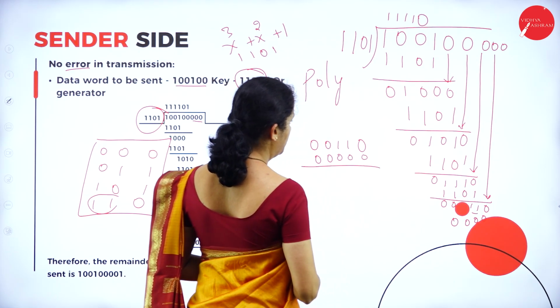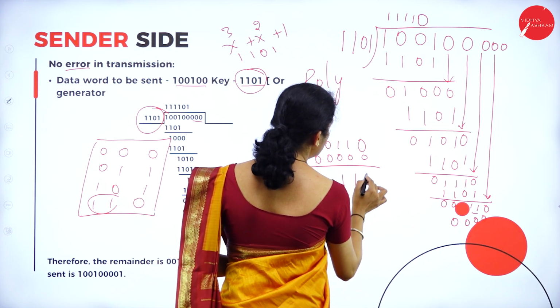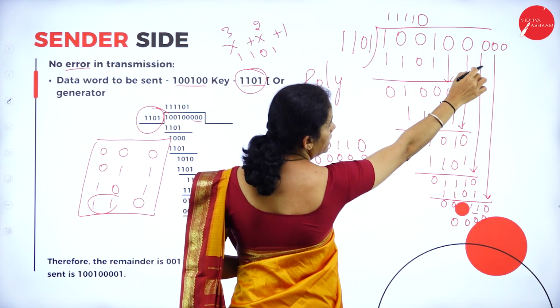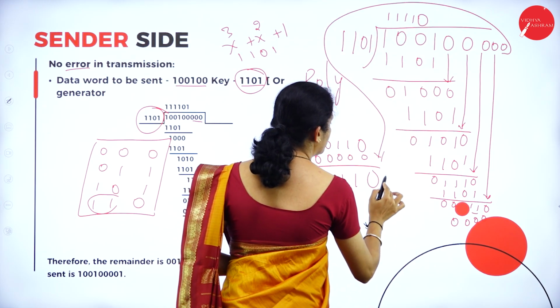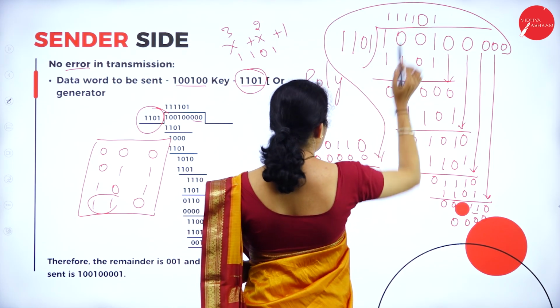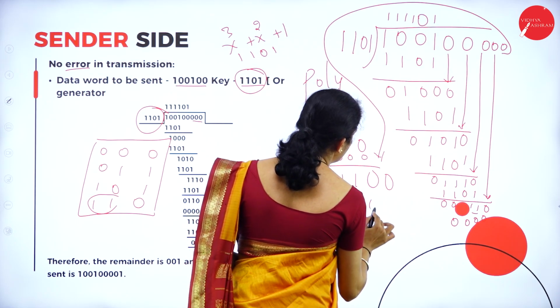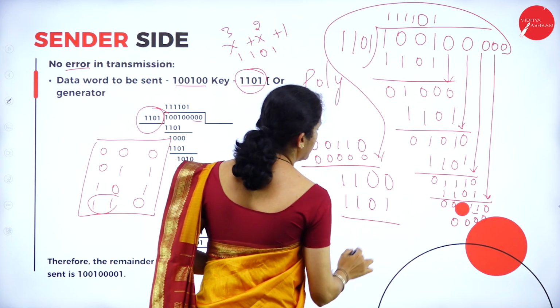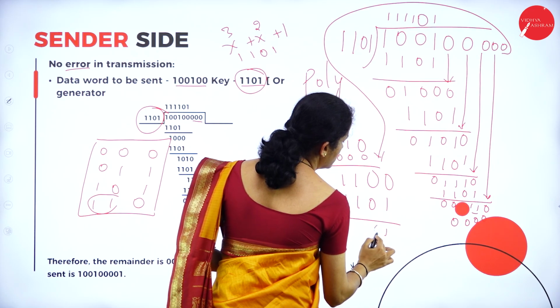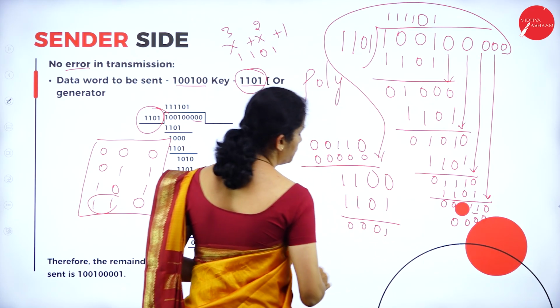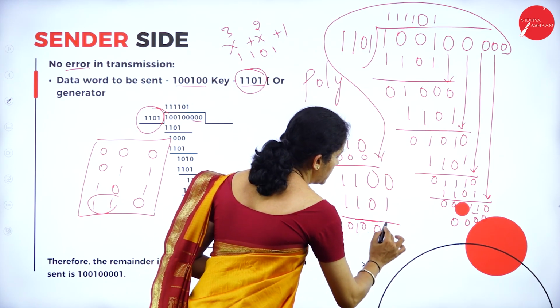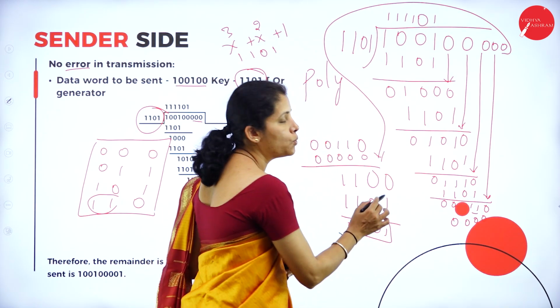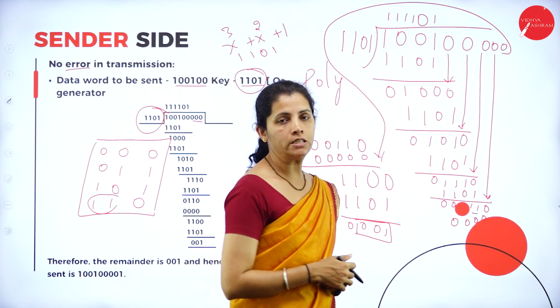1. Okay, now 1 1 0. I'll bring this last 0 here. So ones are 1 1 0 1. It is 1 0 0. Now which is my CRC here? This one. So 0 0 1 is nothing but my CRC.